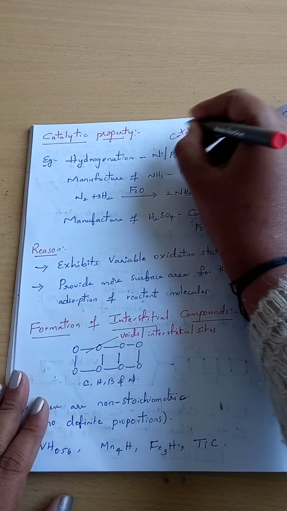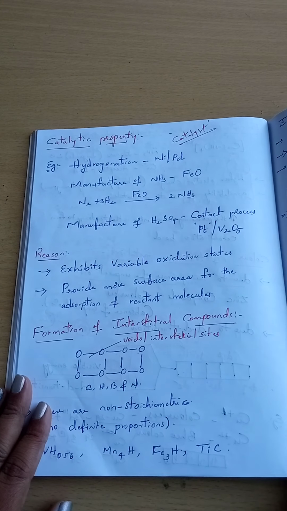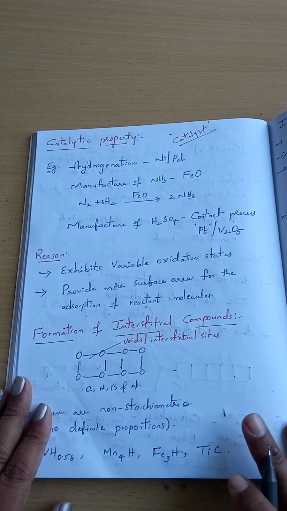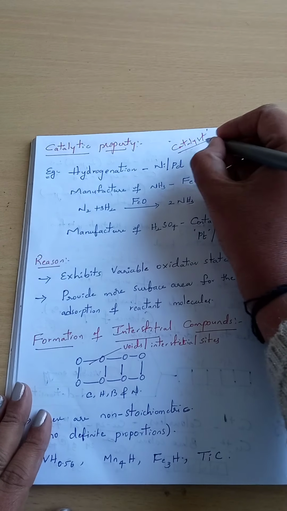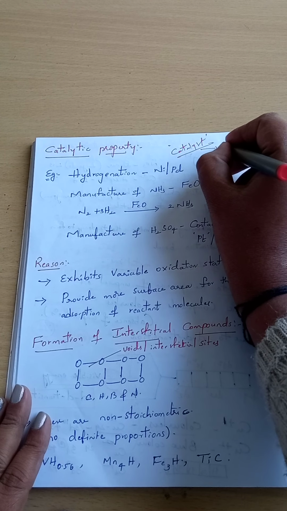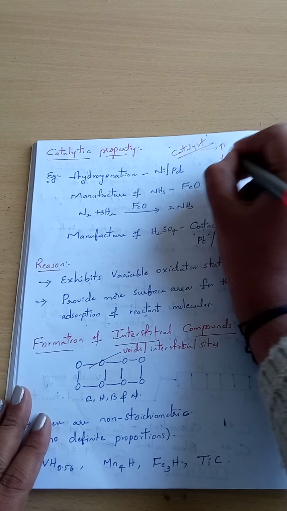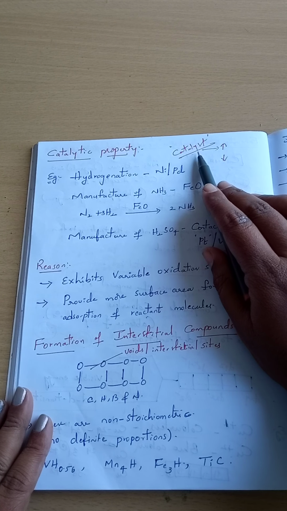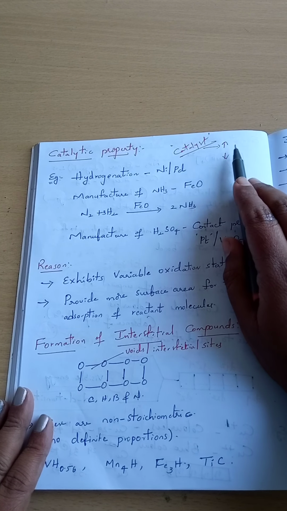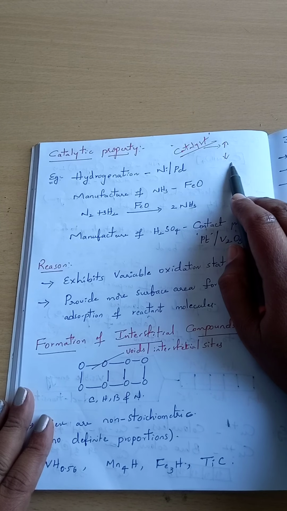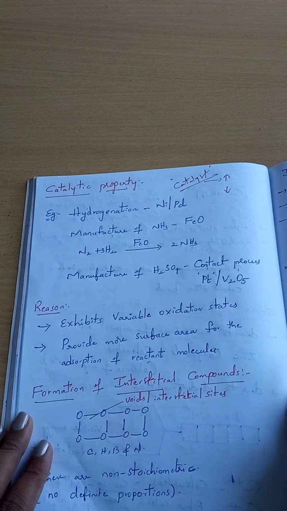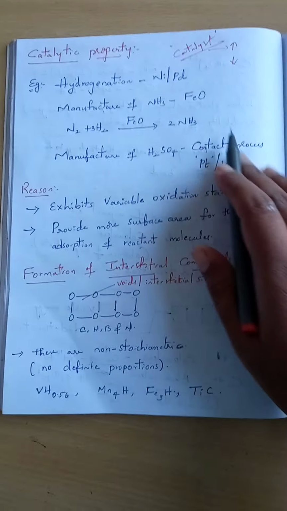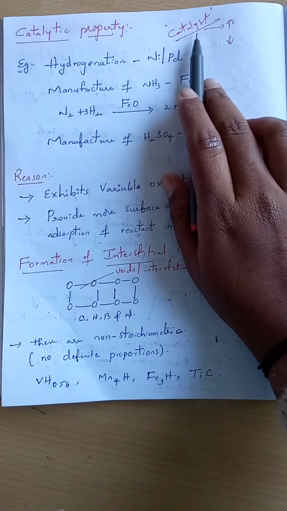So what is meant by catalyst? It is a substance which does not participate in the reaction but alters the rate of reaction. Alters in the sense it can increase the rate of reaction or decrease the rate of reaction. So whatever substance has the property either to increase or to decrease the rate of reaction, such compounds are known as catalysts. Here most of the D block elements can act as catalyst.